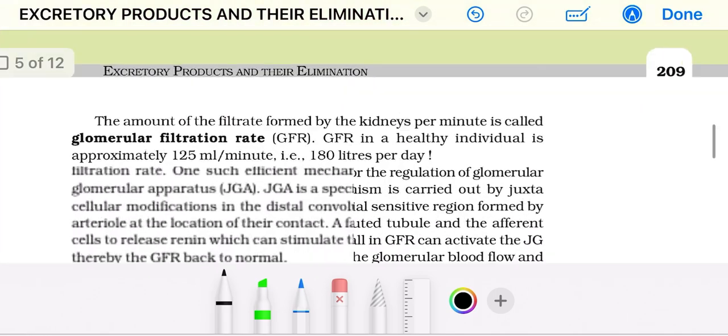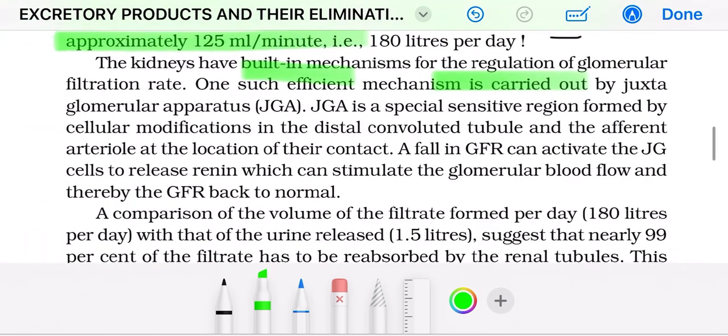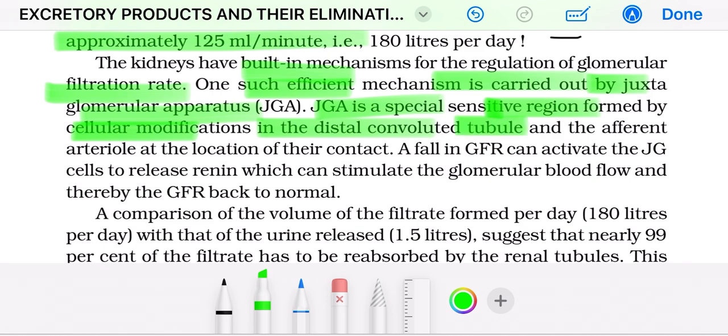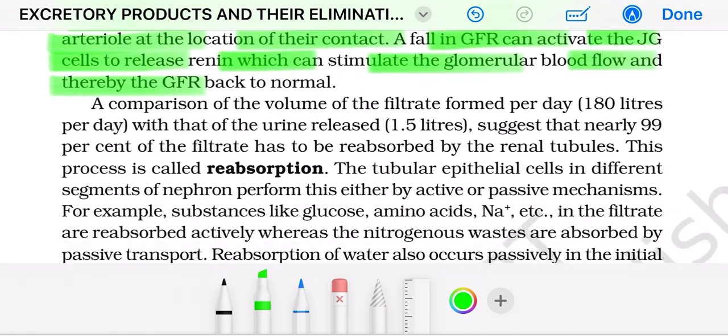The amount of filtrate formed by the kidneys per minute is the glomerular filtration rate. GFR in a healthy individual is approximately 125 ml per minute, that is 180 liters per day. The kidney has a built-in mechanism for regulation of glomerular filtration rate. One such efficient mechanism is carried out by the juxtaglomerular apparatus, JGA. JGA is a sensitive region formed by cellular modification in the distal convoluted tubule and the afferent arteriole at the location of their contact. A fall in GFR can activate the JG cells to release renin, which can stimulate the glomerular blood flow and thereby bring the GFR back to normal.